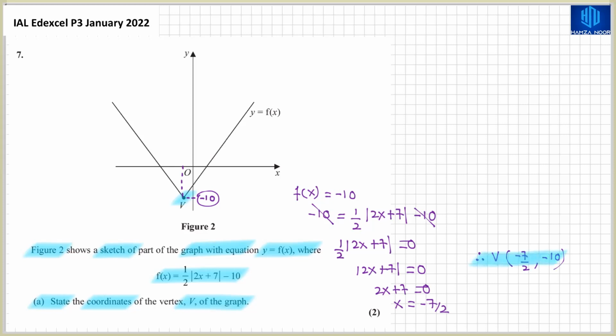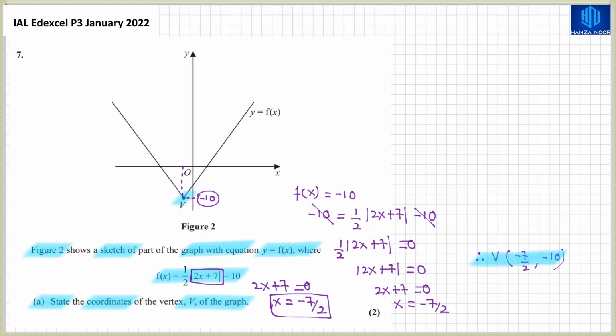Alternatively, if you want to avoid this working, which I've done, all you can do is equate this 2x plus 7 in the mod function, which you can see in the original function, with 0. All you need to do is perform this step. But in order to give you a detailed explanation, I've done some extra working as well.